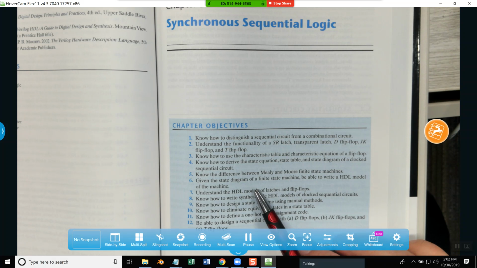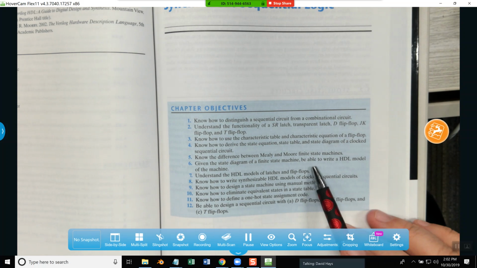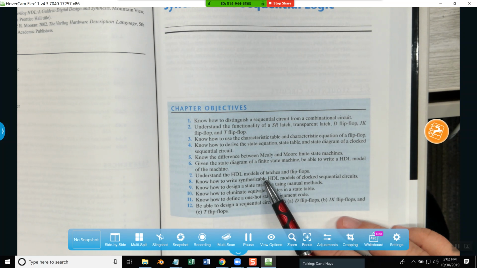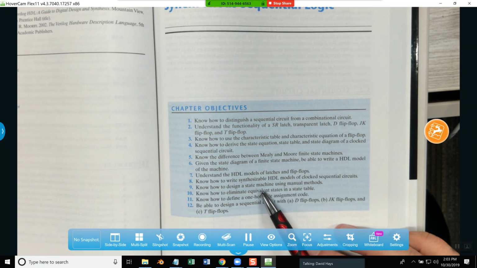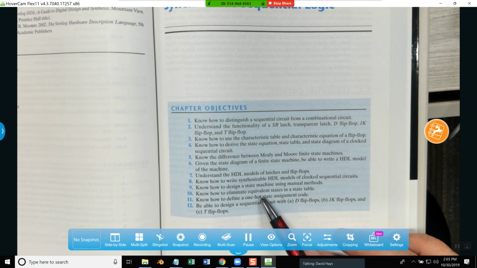Given the state diagram of a finite state machine, be able to write an HDL model of the machine, understand the HDL models of latches and flip-flops, know how to write synthesizable HDL models of clock sequential circuits, know how to design a state machine using manual methods, and know how to eliminate the equivalent states in a state table, know how to define a one hot state assignment code, be able to design a sequential circuit with D flip flops, J K flip flops, and T flip flops.